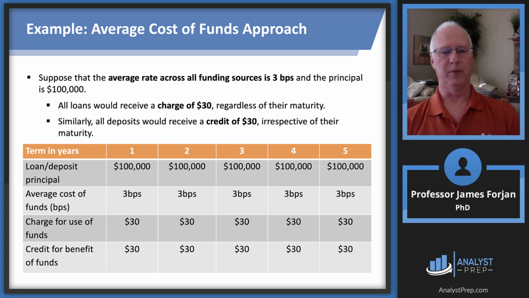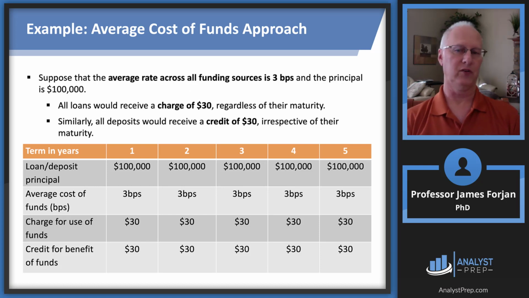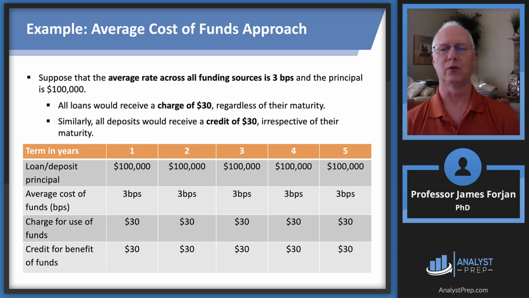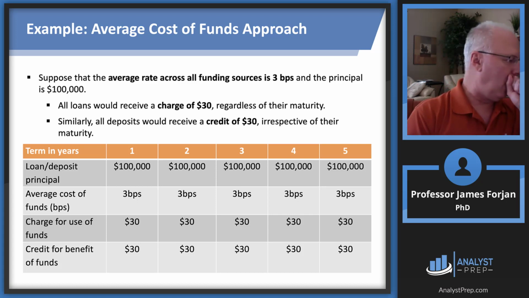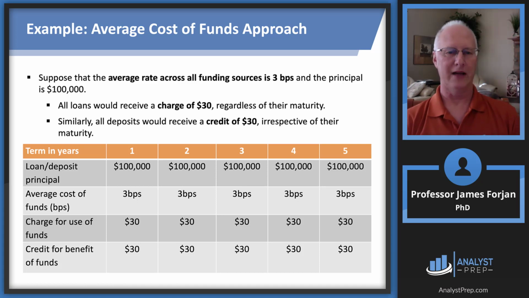Let's take just a quick example, and this is the simplest of all matrices that you've ever seen in your life. Suppose we have an average rate of funding sources, 3 basis points, $100,000. So 3 of 100, so that's a charge of $30 for all loans, and deposits get a credit of $30. So look, we've got terms in years 1, 2, 3, 4, 5. And then the assets and liabilities, there's the 100,000, average cost, 3 basis points. So 30, 30, 30, 30, 30, 30. So this is really a super simple matrix.